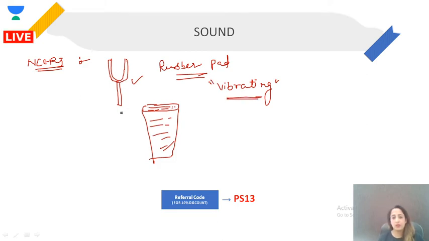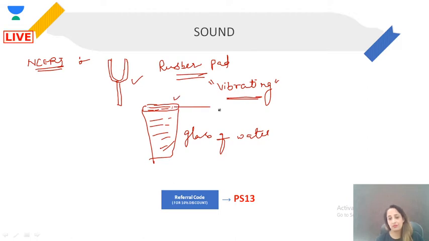Okay, and when you bring it closer to this glass of water, you will see the water level also starts changing, or we can say another way, it also starts vibrating, right? So that means if the sound is there, we can correlate the sound to vibration, right?